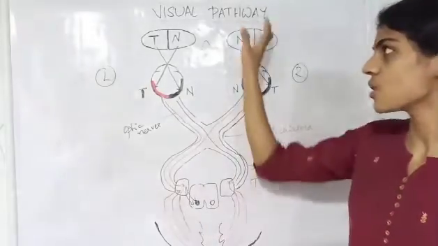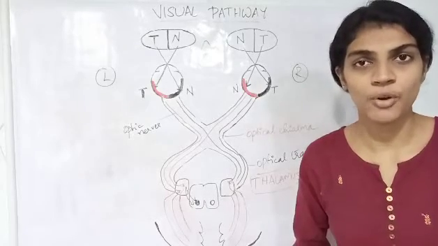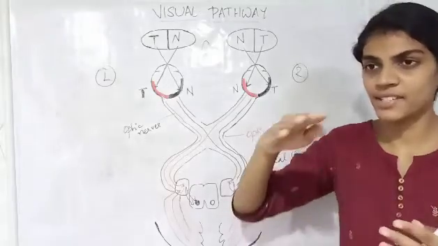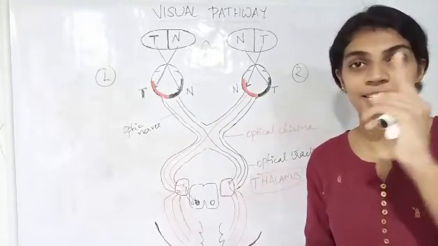So this is all about the visual pathway, and in the next video we are going to see the lesions in the visual pathway. If we cut a certain region of the visual pathway, how does it affect our vision?